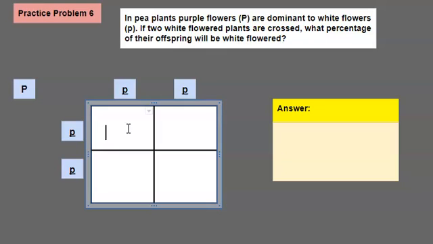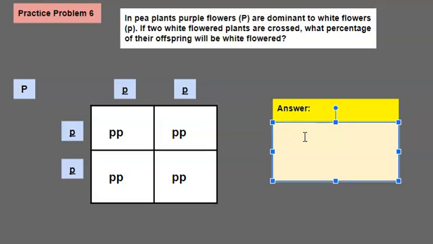So when I fill in my Punnett squares, I have lowercase p, lowercase p, lowercase p, lowercase p, and you're sensing a theme here. So these are all lowercase p. And what percentage of the offspring will be white flowered? Well, we can see that the only offspring will be white flowered. So 100% of the offspring will have white flowers.